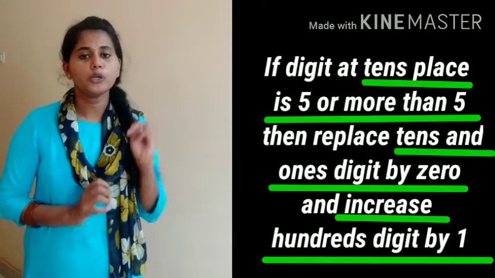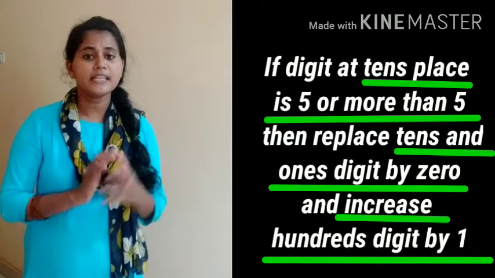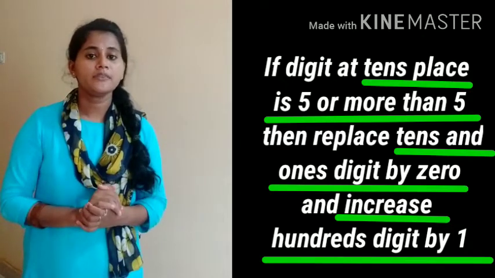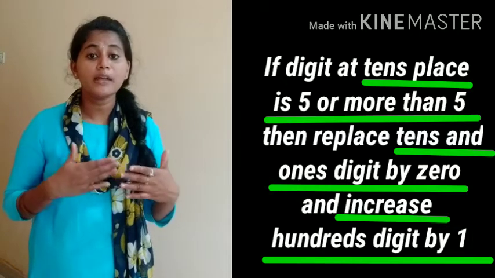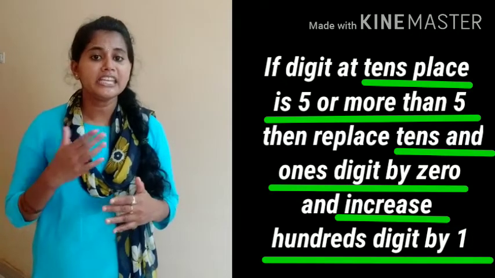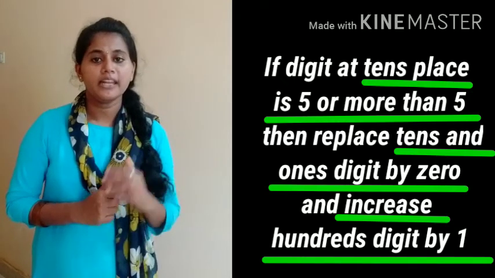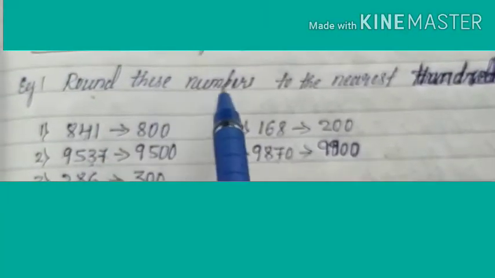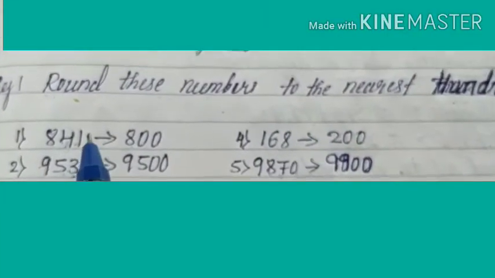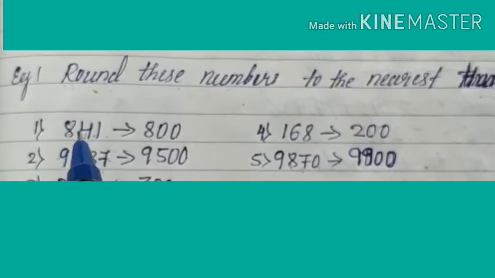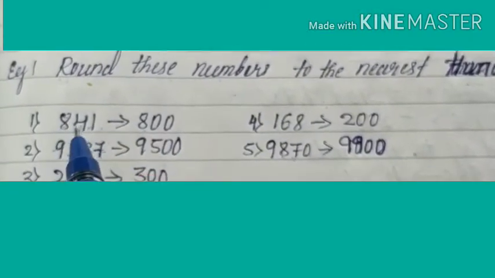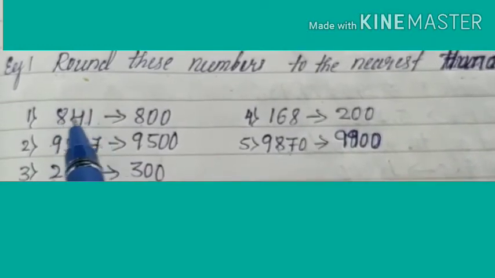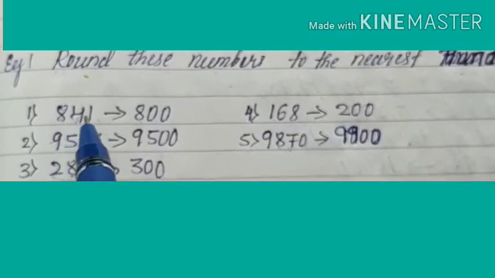Next, second rule: if the digit at the tens place is 5 or more than 5, then we replace tens and ones by 0 and increase the hundreds digit by 1. Okay, let's see some problems on rounding to the nearest hundreds. Round this number to the nearest hundred. Here I will only explain the example. 841, you have to round this number to the nearest hundred.